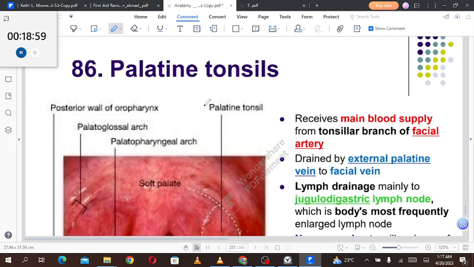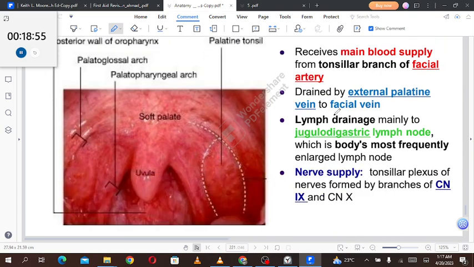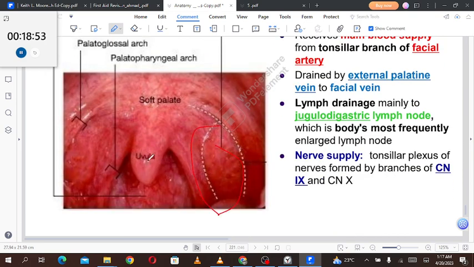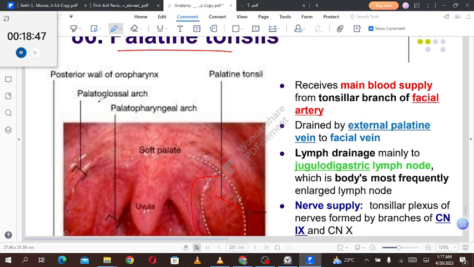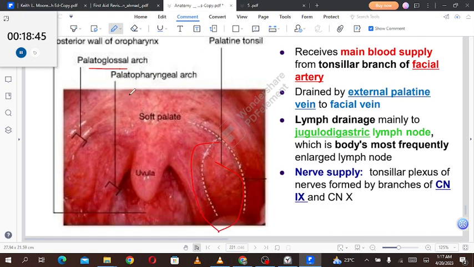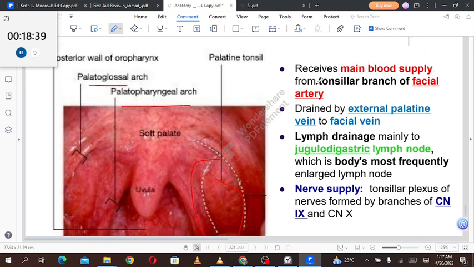Okay. Then we'll talk about palatine tonsils. So palatine tonsils are present over here, between the anterior and posterior pillars, which are made by the palatoglossal arch, the anterior one, and the palatopharyngeal arch, which is basically the posterior pillar. They receive the main blood supply from the tonsillar branch of the facial artery, drained by the external palatine vein to the facial vein.